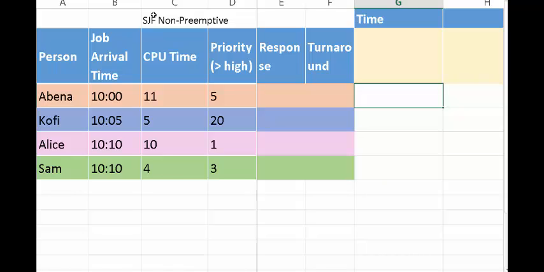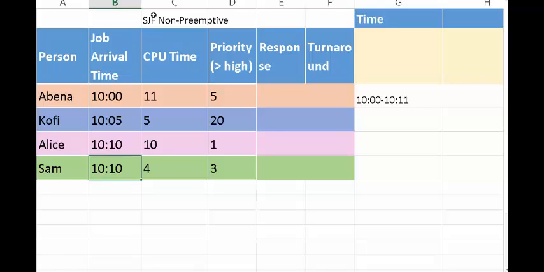Now at 10:00, Abena was in and she's running, and we said no preemption, so that means she can keep running. She starts at 10 and ends at 10:11. When she ends at 11, other people are in. For the other people that are in, we are going to pick the person with the shortest job.